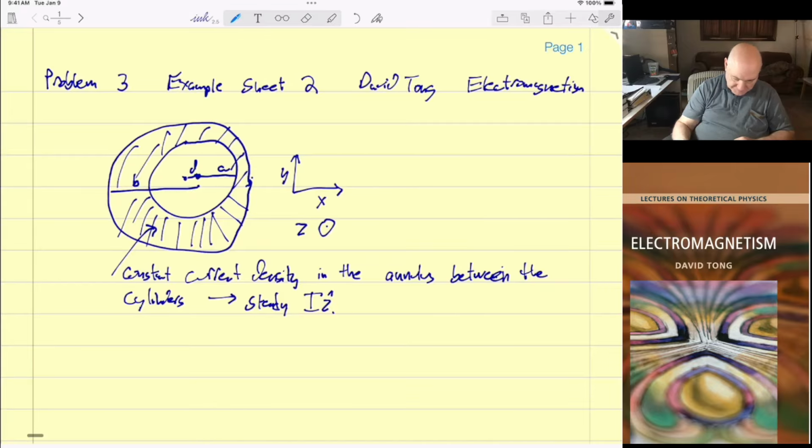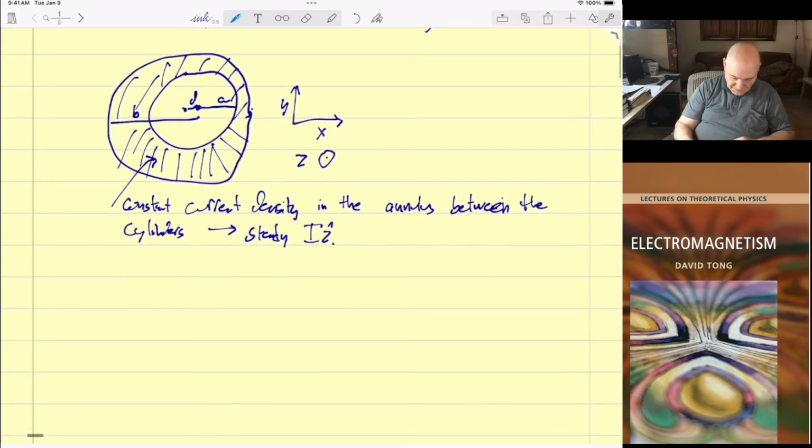Okay. So it's not completely obvious how to solve this. We can try and use Ampere's law, but there's no symmetry here, as you can see, because the cylinders are offset from the centers of one another. So you're not going to be able to use Ampere's law to solve it directly, but you can use Ampere's law to solve it. And the key is to just use the principle of superposition.